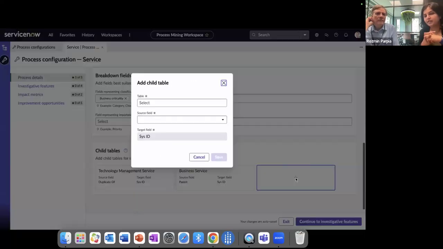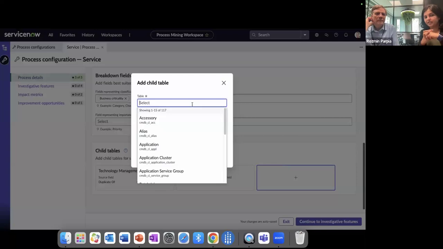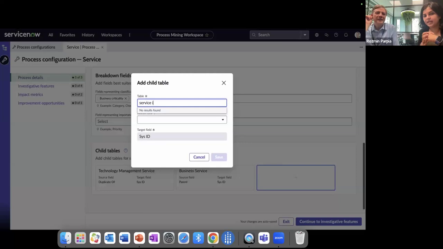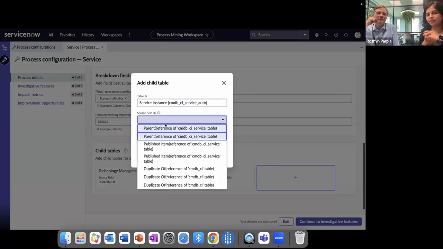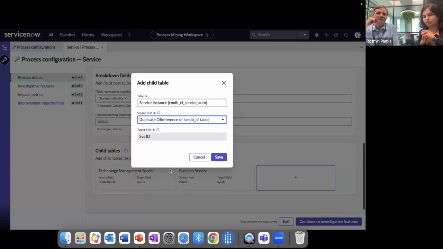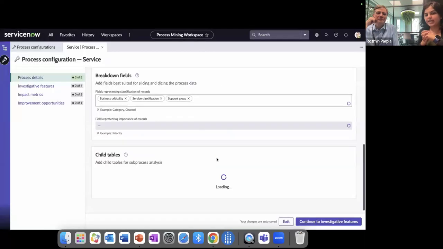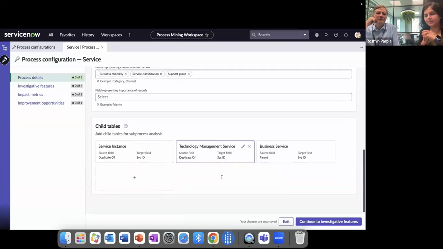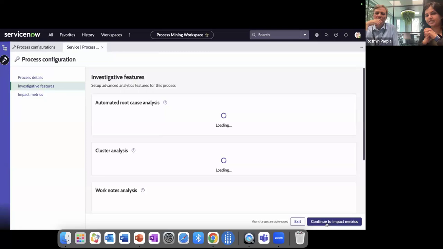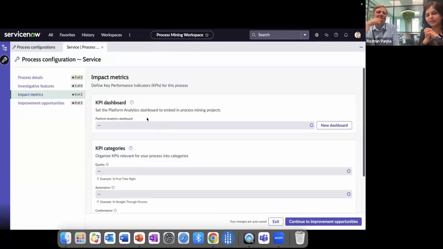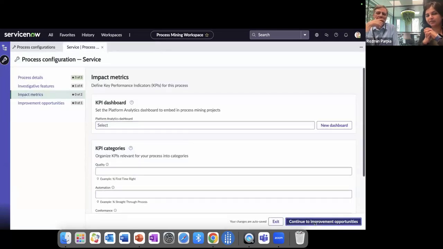Technology done, business done. Now the last one is of course service instance, which you said is renamed from application services. That's right, that's something we did in Yokohama. Yes. And once you put that in, the relationship again is duplicate of. Once you set all this up, everything else is pretty much a no-brainer. You save it. You can skip all the other steps and jump to the next step by clicking on the blue button there. Investigative features, just ignore them. Go to the next step, ignore that.